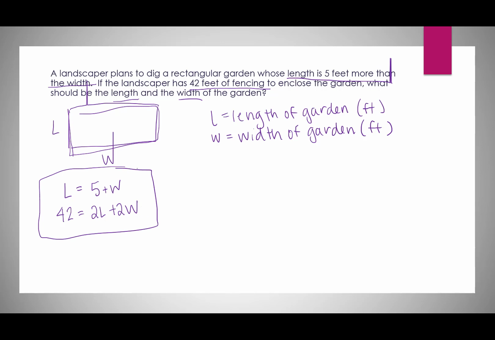Our next step is to solve that system, and we'll do that using substitution. 42 is 2 times 5 plus W plus 2W. And we'll just distribute and solve this equation for W.